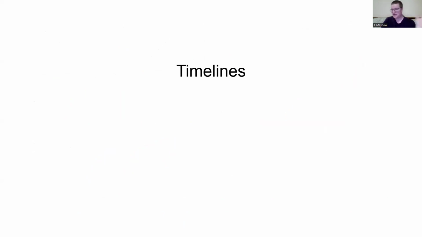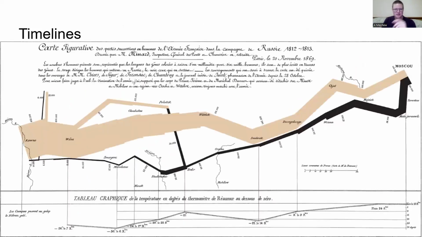Now I'm also going to describe timelines because I think they're another type of visualization that I won't cover otherwise. So this is probably one of the most classic ones, the carte figurative. It is Napoleon's invasion of Russia. The thickness of the line is the size of Napoleon's army. This was 1812, there's the date right there, 1812 to 1813. And he had a massive army as he was going to invade Russia.